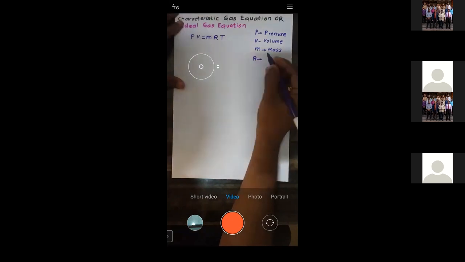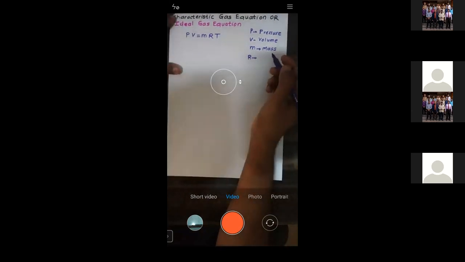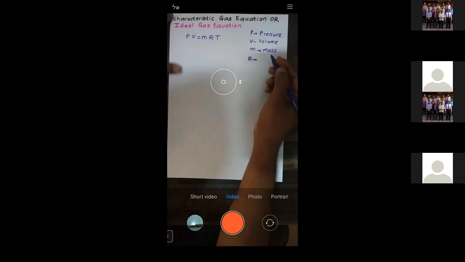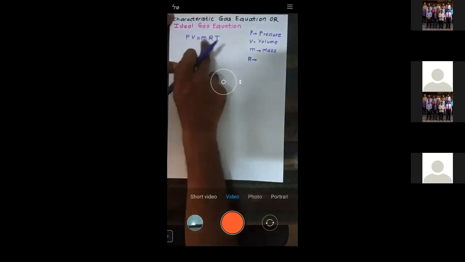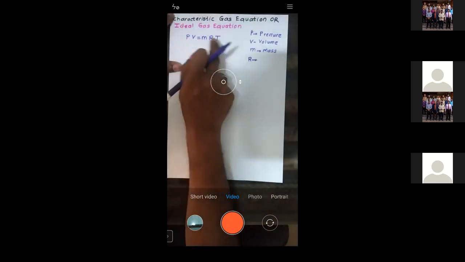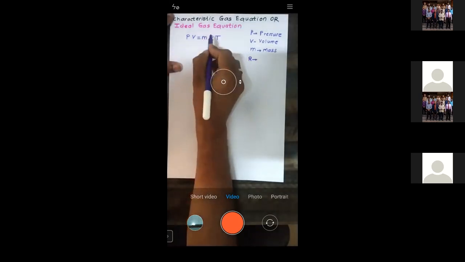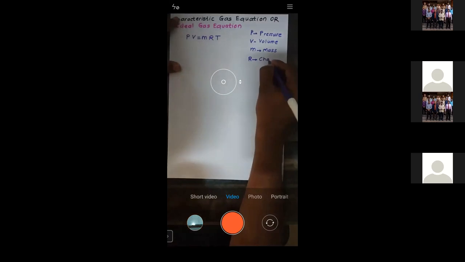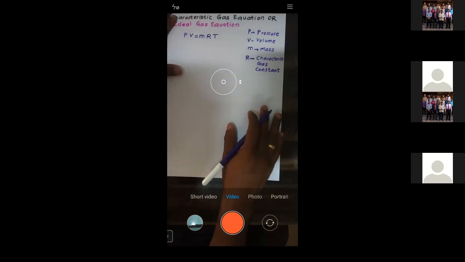What is R? R is called the characteristic gas constant. This is the characteristic gas equation, where R is called the characteristic gas constant.